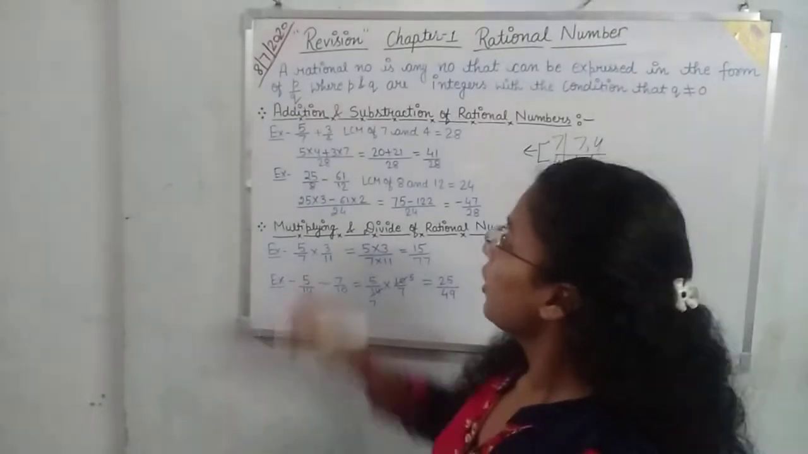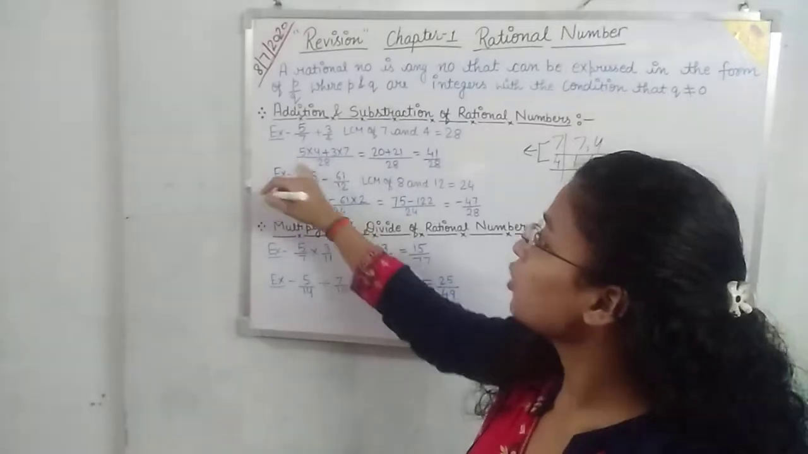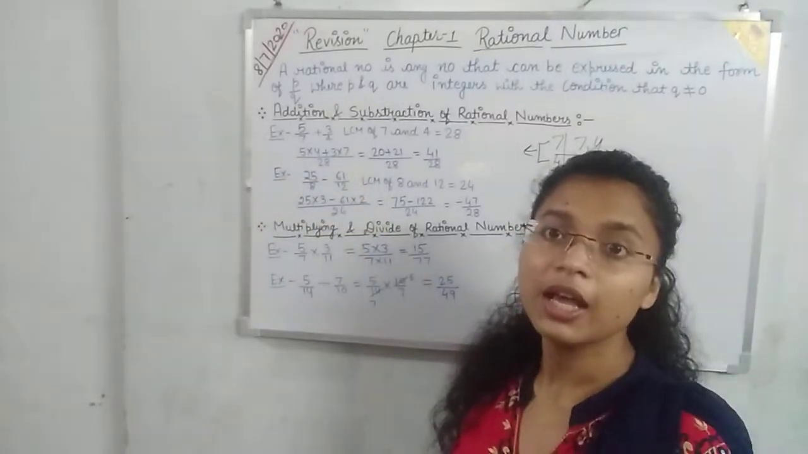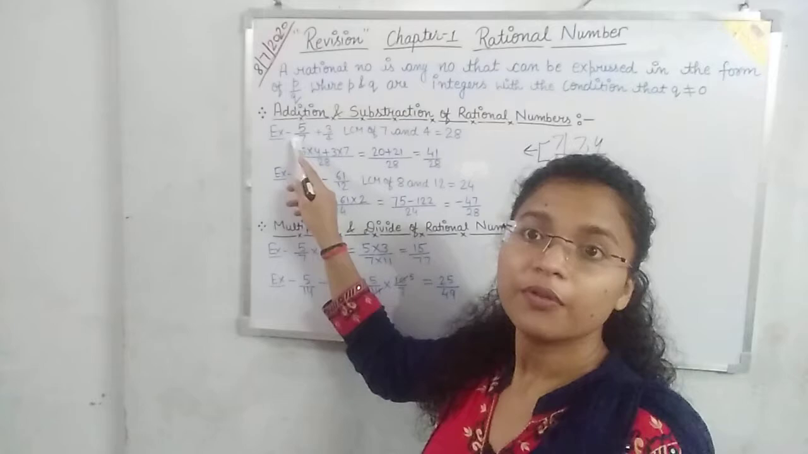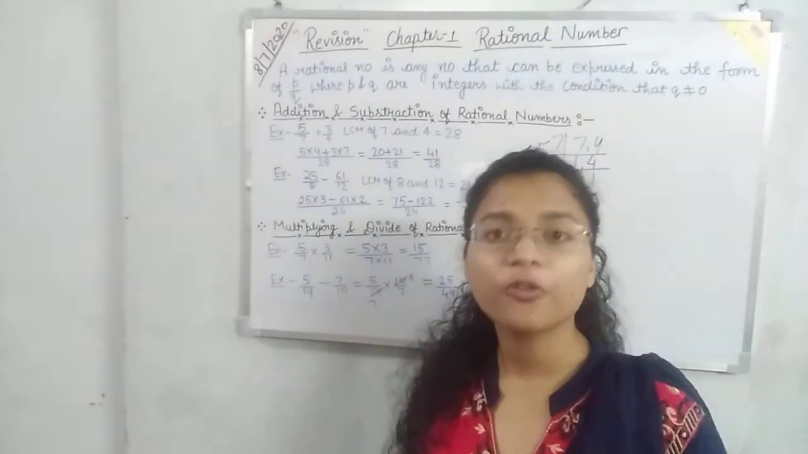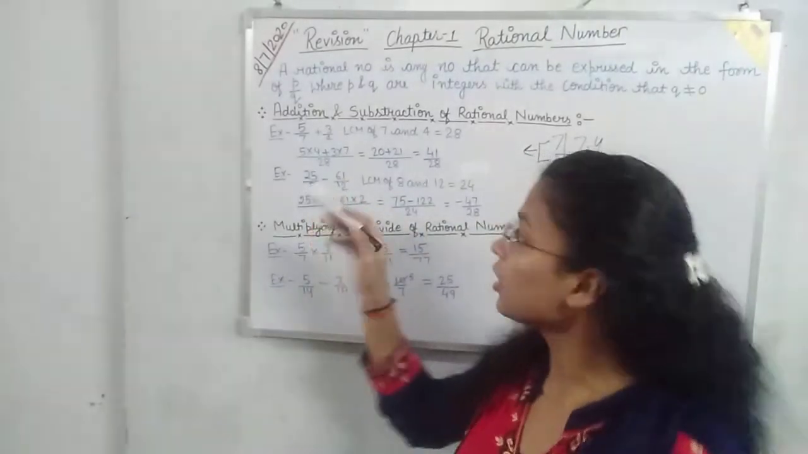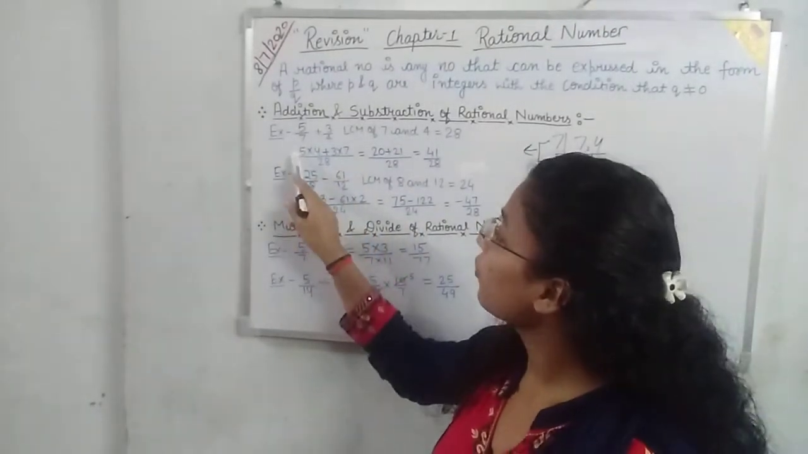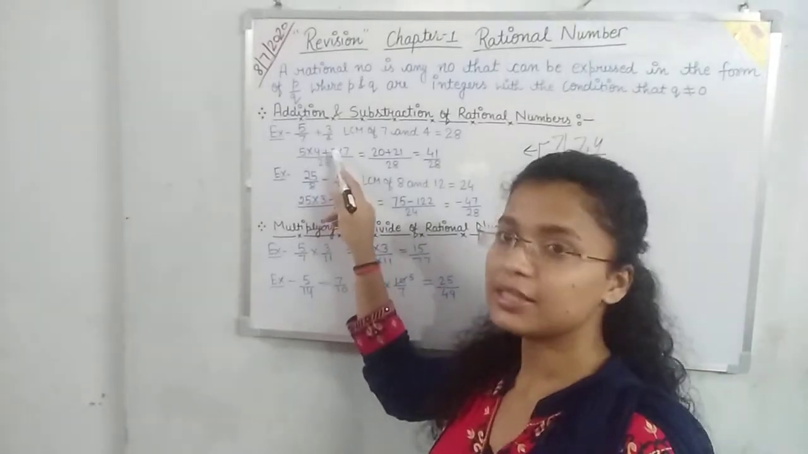Now write the 28 in the denominator. Okay, write 28 in the denominator. Now again 28 by 7. When you do 28 by 7, you will get 4. Now multiply this 4 in the numerator. This is the numerator and 5 into 4. Now again the plus sign will be as it is.